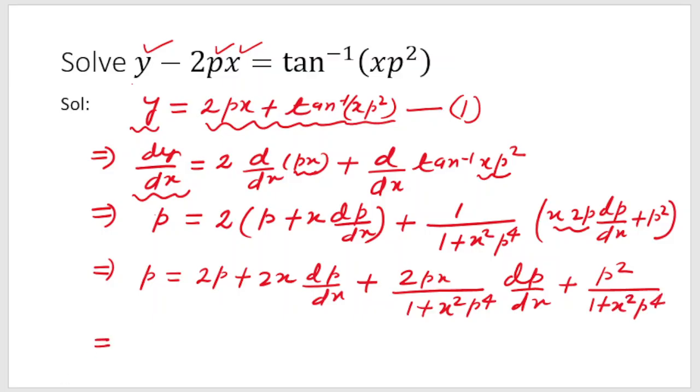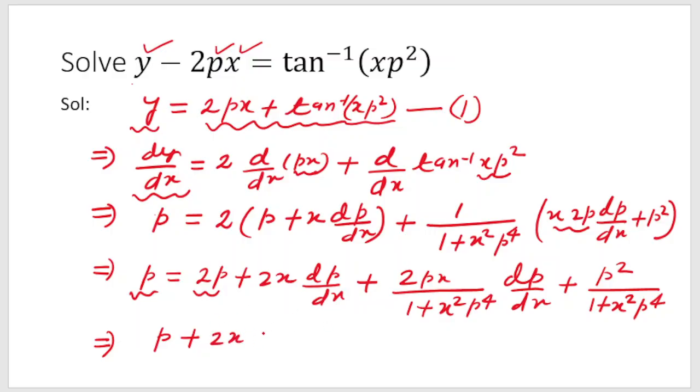Now as you can see, I can take the p on the right hand side. So if I have to take p on the right hand side, here we have 2p, and if I take this p, I will get simply p, and the other terms will remain as such.